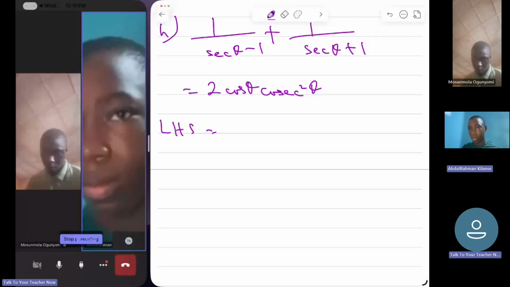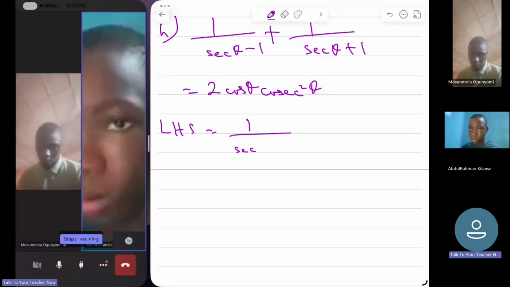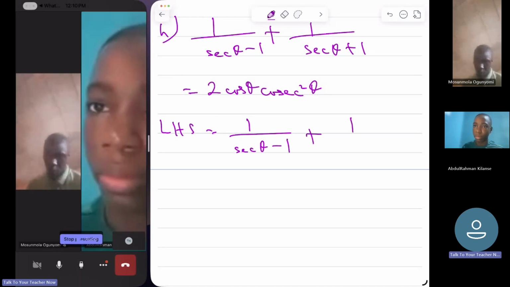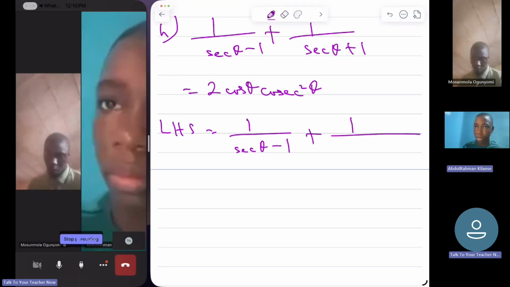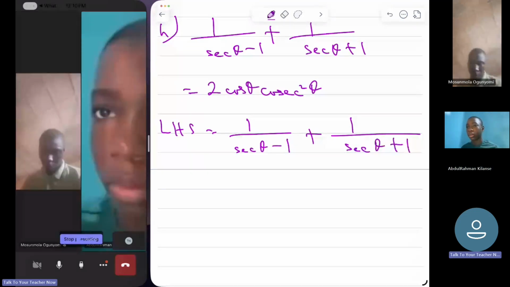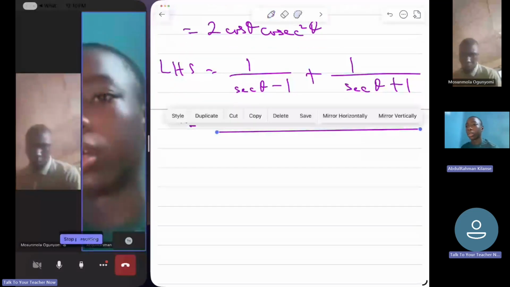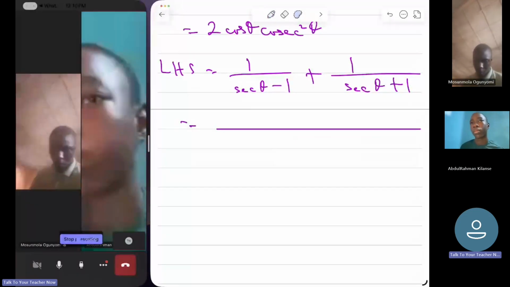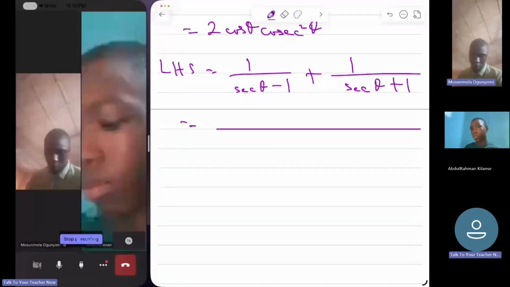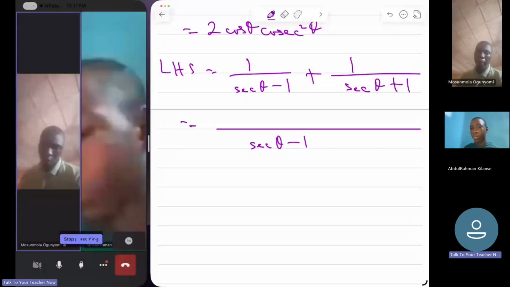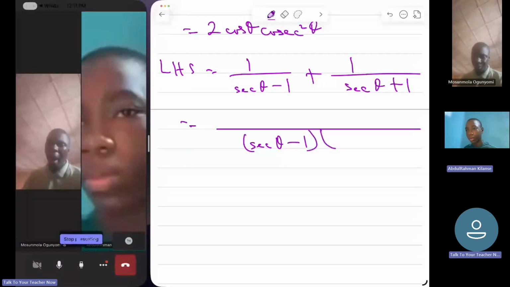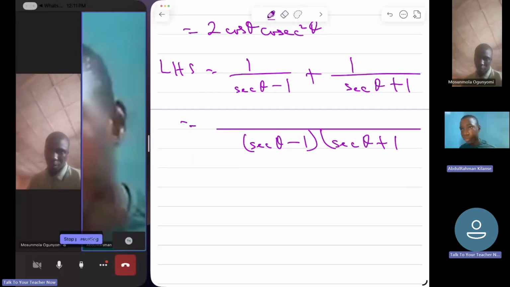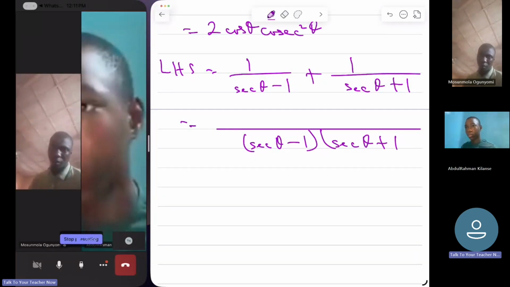So the left-hand side is 1 over sec theta minus 1 plus 1 over sec theta plus 1. Is that correct? So what's the LCM of the denominators? Sec theta minus 1 times sec theta plus 1. Sec theta minus 1 times sec theta plus 1.